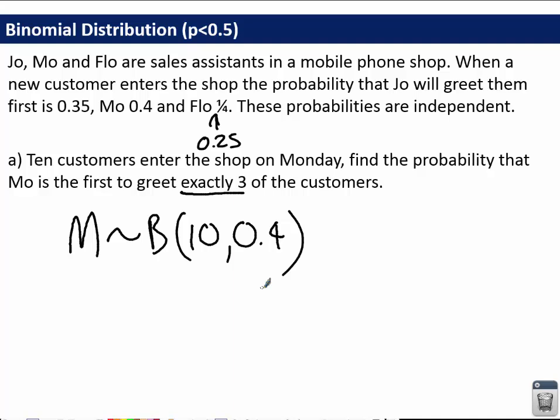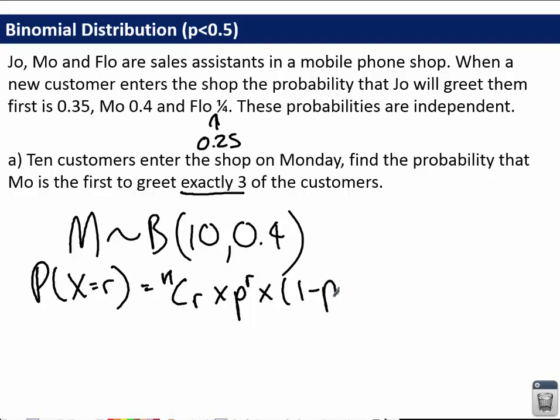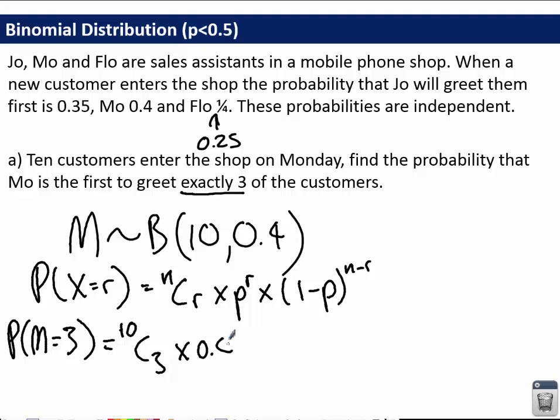Brilliant. Now, it's an exact. When you're doing exact probabilities, we want to use the formula. So the formula says the probability that the random variable X is equal to r is n, so that's your sample size, choose r, times p to the power r times 1 minus p to the power n minus r. So in this question, we're working out the probability that M is equal to exactly 3. So the probability M equals 3 is equal to 10 choose 3, times 0.4 to the power 3, times 0.6 to the power n minus r, so it's 10 minus 3, which is 7.